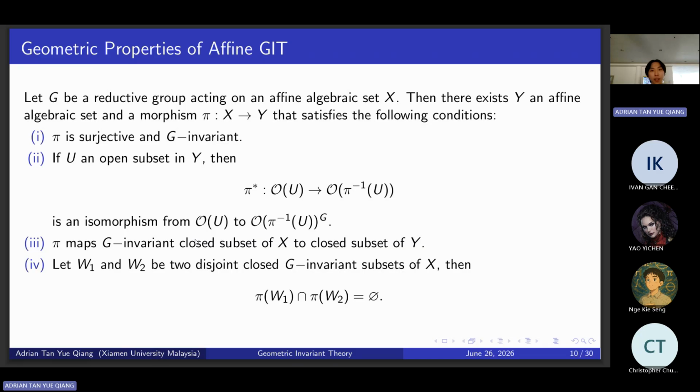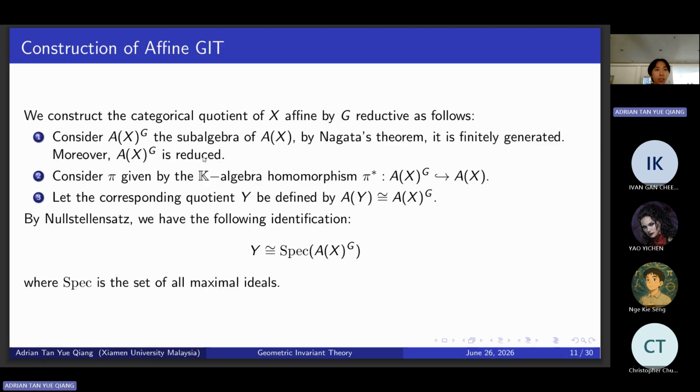Okay? If it acts on an affine variety, then there actually exists an affine variety such that the morphism satisfies the following conditions. These 4 conditions, I call them the geometric properties. These 4 conditions must be satisfied for any kind of quotient that we are going to do here. Okay, I'm not going to prove these 4 because it's technical. It's a waste of time. Okay, so I'm going to explain how we construct things generally.